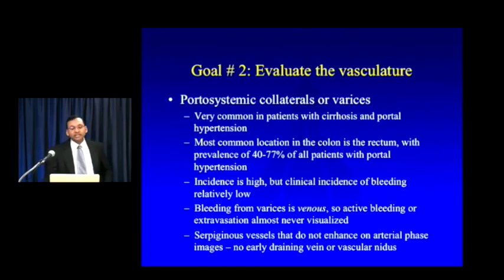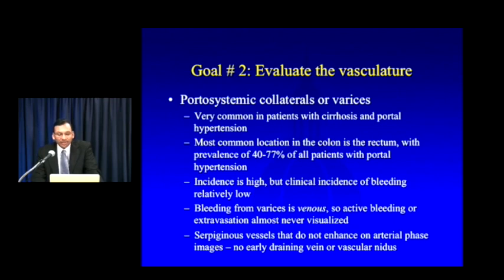Now, the final vascular anomaly that you need to be cognizant of and always thinking of, especially in patients who have cirrhosis and portal hypertension, is portosystemic collaterals or varices. Now, the most common location in the bowel or in the colon is going to be the rectum, and the prevalence may be as high as 3/4 of all patients who have portal hypertension.